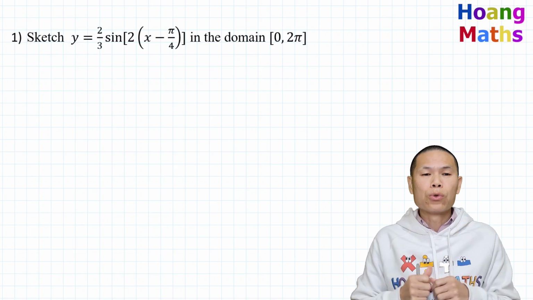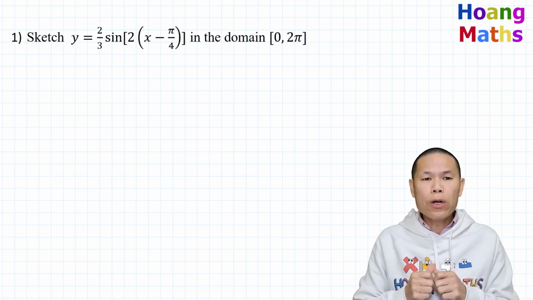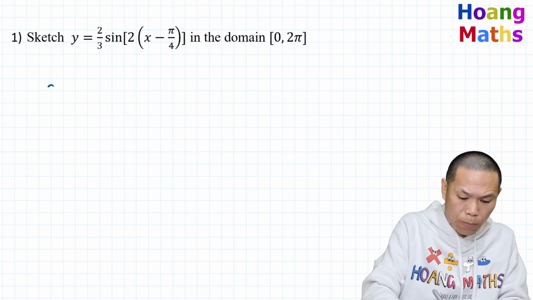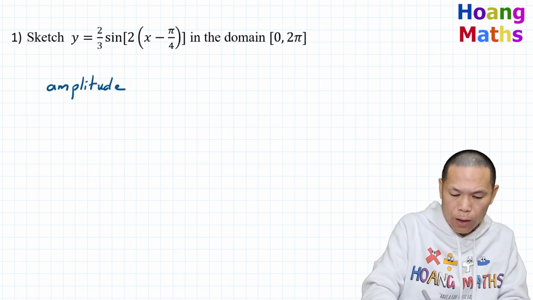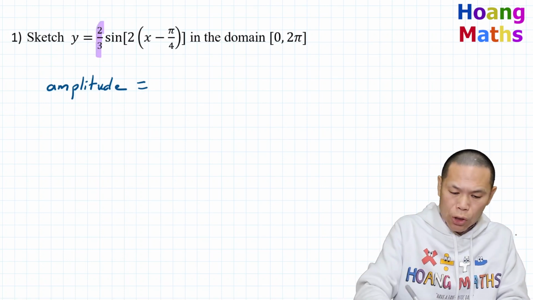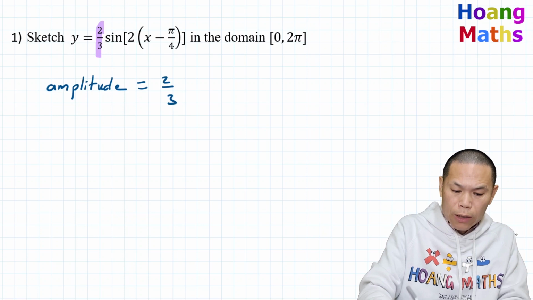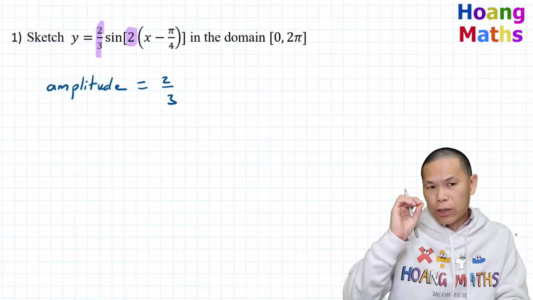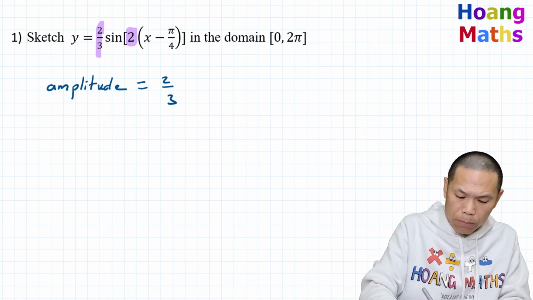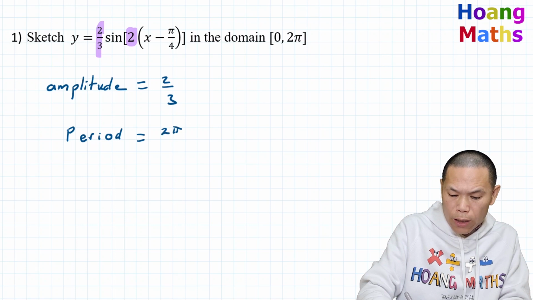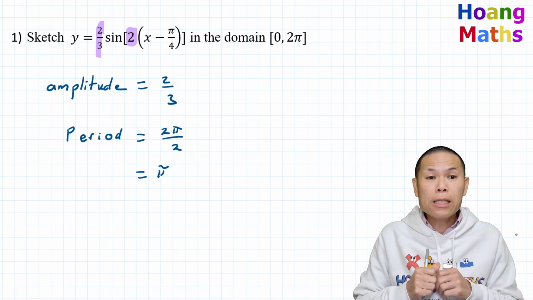So for example, to get this graph, first of all, let me just write down the amplitude first. We know that the amplitude is equal to 2/3. And to find the period, we have 2 pi over n. So n is 2, so the period is equal to 2 pi divided by 2. So the answer is pi. So 1 period is pi.